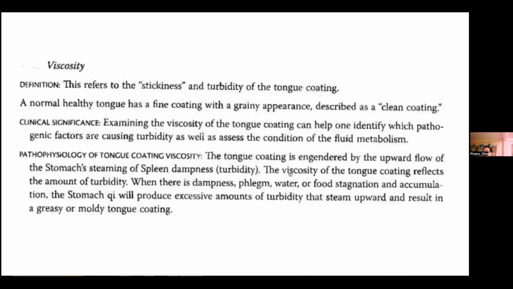Okay? Sa viscosity, this refers to the stickiness and turbidity of the tongue coating. A normal healthy tongue has a fine coating with a grainy appearance, described as a clean coating. Yung clinical significance, examining the viscosity of the tongue coating can help one identify which pathogenic factors are causing turbidity as well as assess the condition of the fluid metabolism. So, kailangan po natin tingnan yung viscosity ng tongue coating. This will help us assess the condition ng fluid.